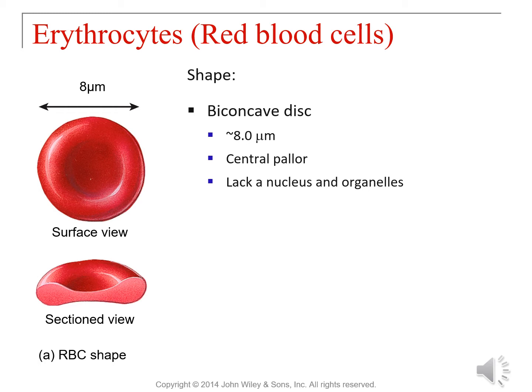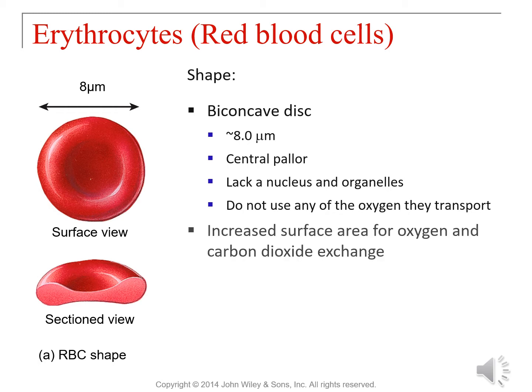They eject the nucleus and the organelles as a normal part of their formation. They don't use any of the oxygen that they transport because they're not involved in any sort of metabolism. Without a metabolism, they don't really have a need for any oxygen. So they don't use any of the oxygen that they actually transport.